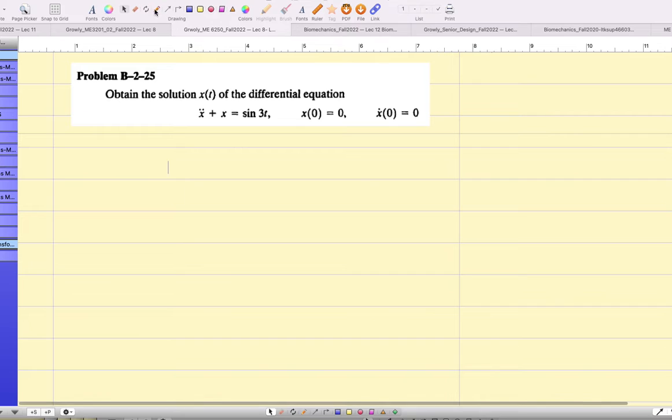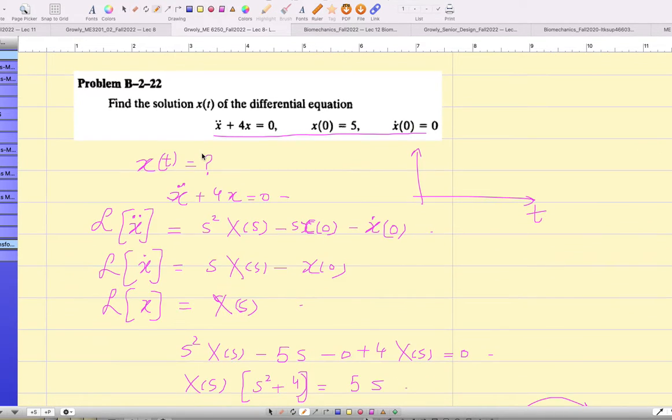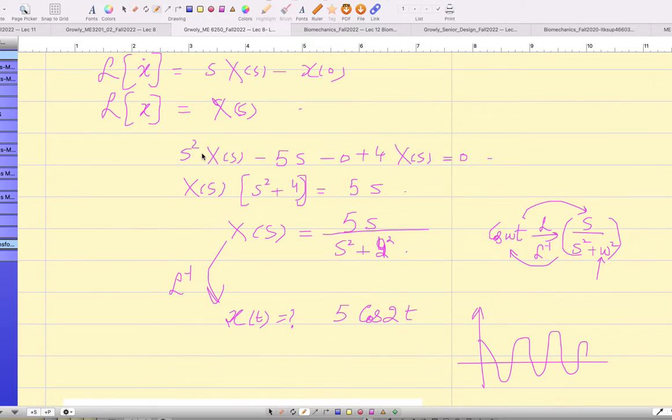So in order to find the solution of this differential equation, I'm going to take the Laplace transform. The first step, as you saw in the previous case, is to take the Laplace transform on both sides. The second step is to put it into this form. Once you make this form, which is in the Laplace domain, then you do the inverse using the partial fraction expansion.